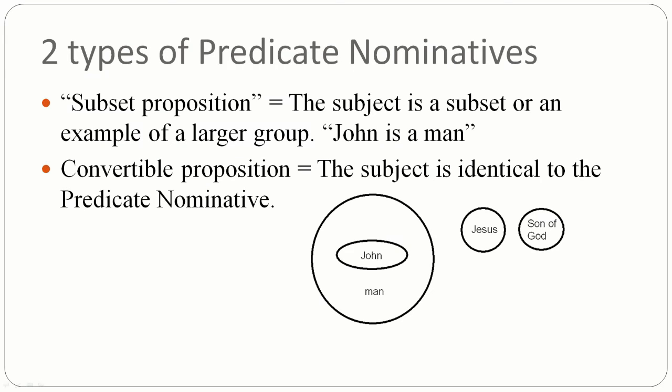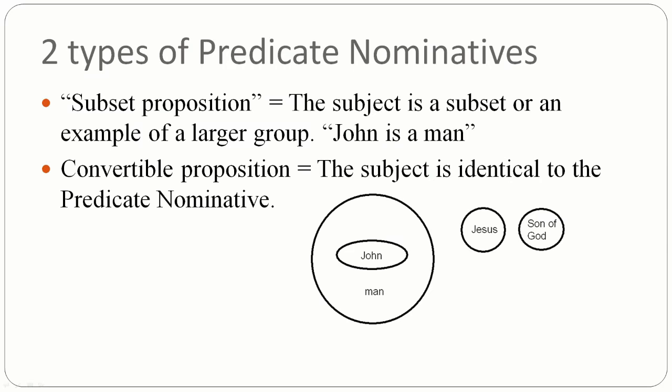Now, when we're thinking about predicate nominatives, it gets kind of complicated. We need to think of two types of this, and it's going to use these really fancy words. A subset proposition. What on earth does that mean? It means that in this sentence we have a subject, and the subject is a subset. Therefore, subset proposition. The subject is a subset, or it's a single example of a larger group.